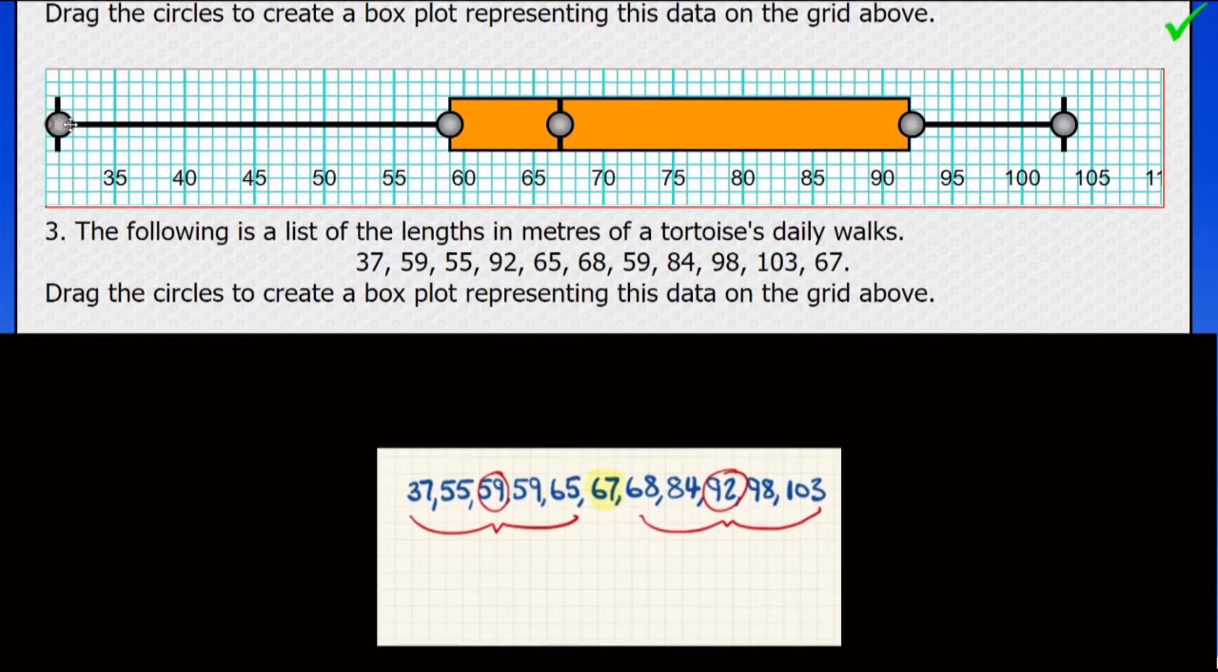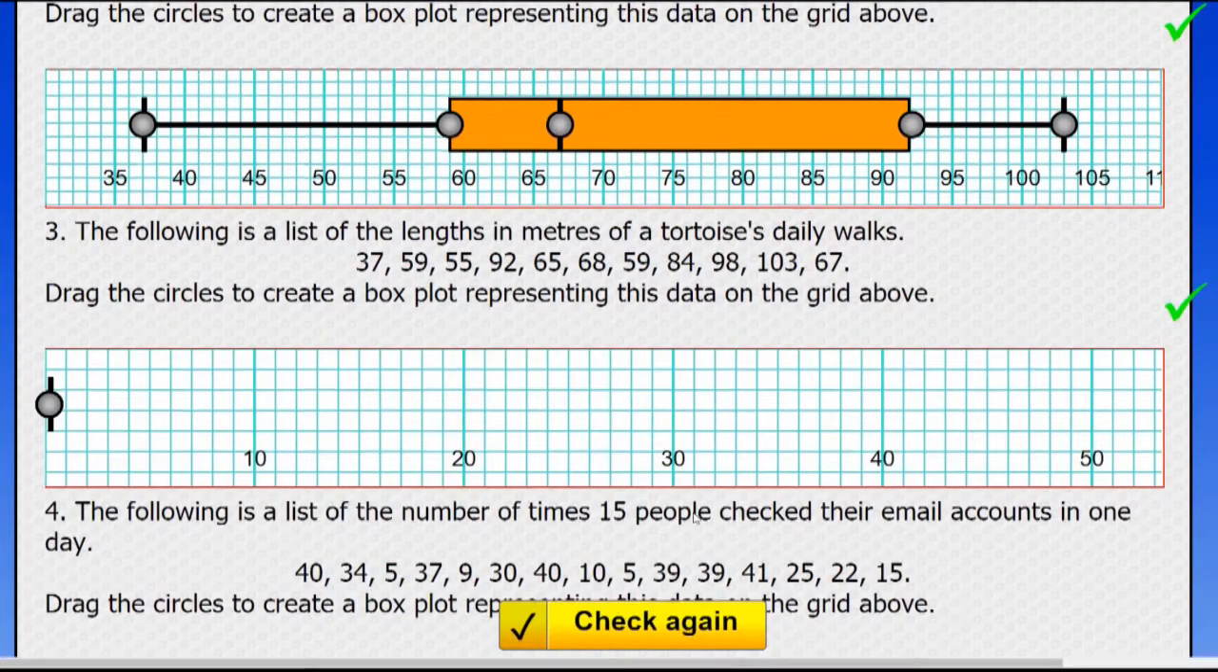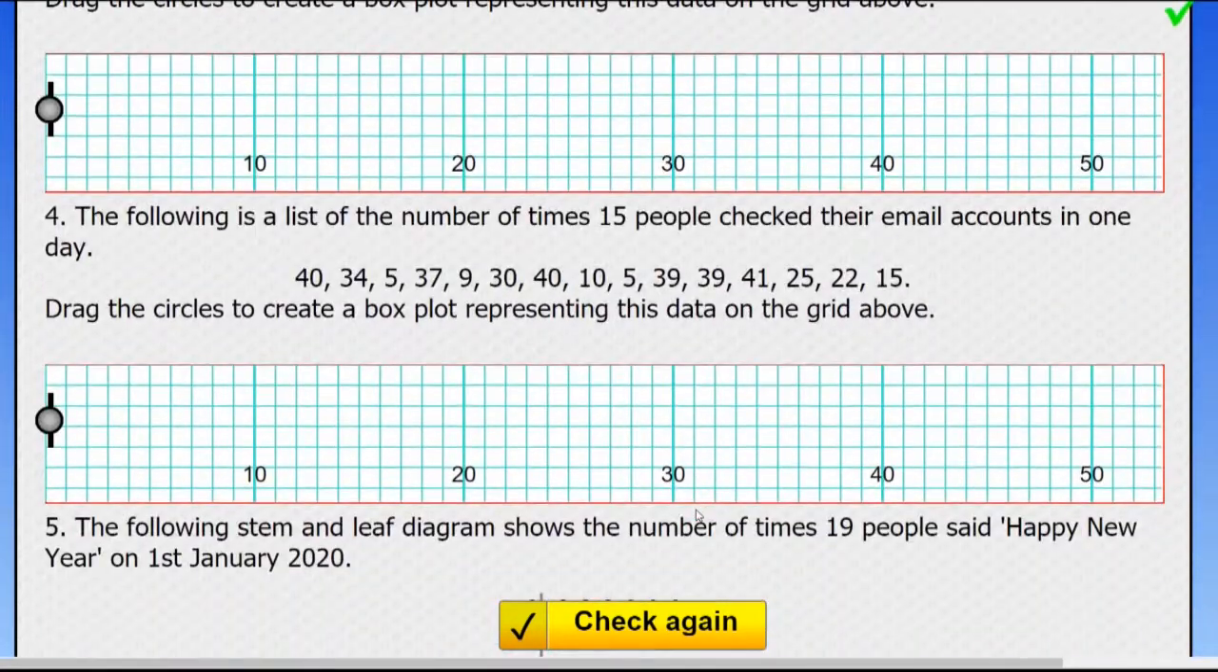And 37 for the minimum. Let's just check we got that right. Yes, we did. Okay, let's move on. That's the tortoise done.